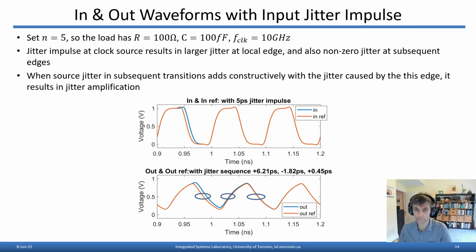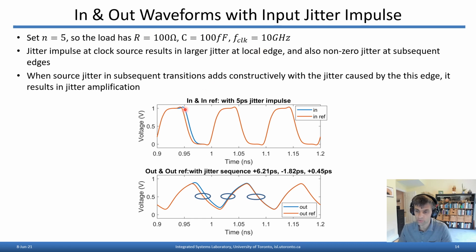So here we're showing some exemplar input and output waveforms from a simulated clock distribution network where we're introducing an input jitter impulse and looking at how that propagates across several clock edges at the output of the clock distribution network. This clock distribution network has 5 stages, and has fairly slow rise-fall times formed by the resistance and capacitance of the clock distribution network at a clock frequency of 10 gigahertz.